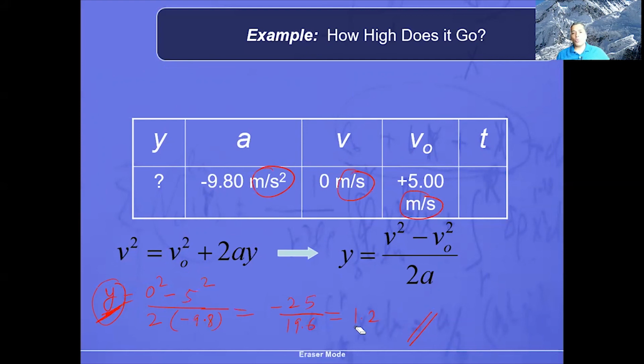If you want, you can keep writing the unit, but I don't want to. If you keep writing units, you have to rewrite this as 5 meter per second squared, then this is meter per second, and then you end up getting meter here. So I know that, so I don't want to keep writing. If you want, feel free to do that.